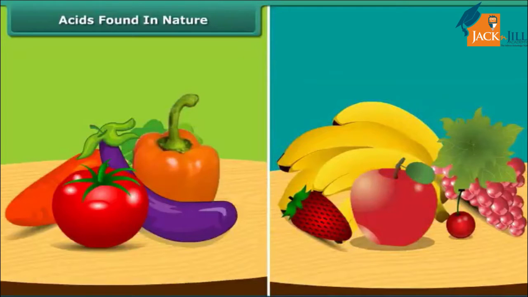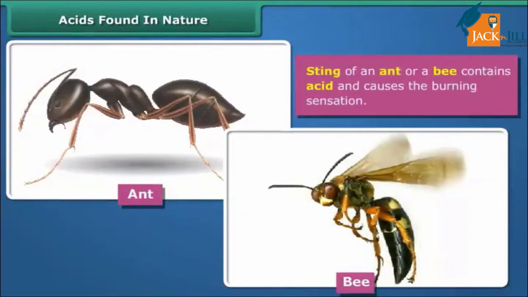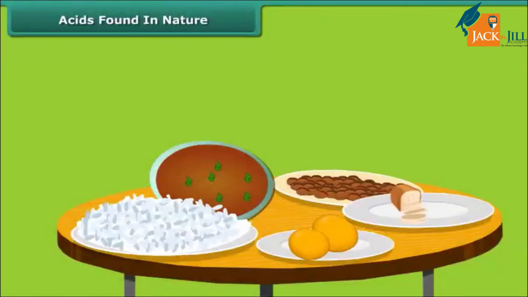Acid is found in natural substances like fruits and vegetables. Have you heard that the sting of an ant or a bee contains acid and causes the burning sensation? Different food items contain different acids.